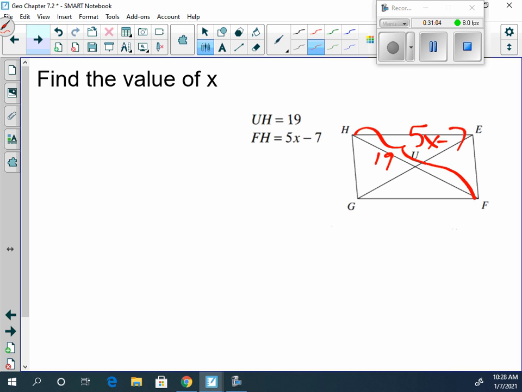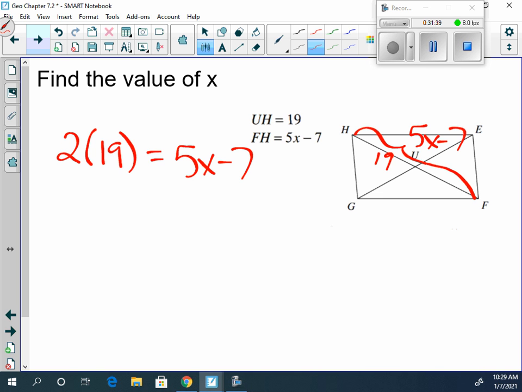Well, that kind of stinks, because if it just asked me to find the length of FH, well, I can figure that out, because we're doing what? We take 19 and times it by 2, yes? The whole length will just be 2 times 19. But it didn't ask for that. It asked for the value of x. So 2 times 19 is going to be the same as what? 5x minus 7, because 5x minus 7 is the whole length of what we're trying to find. Yes? Questions on how we set this up?